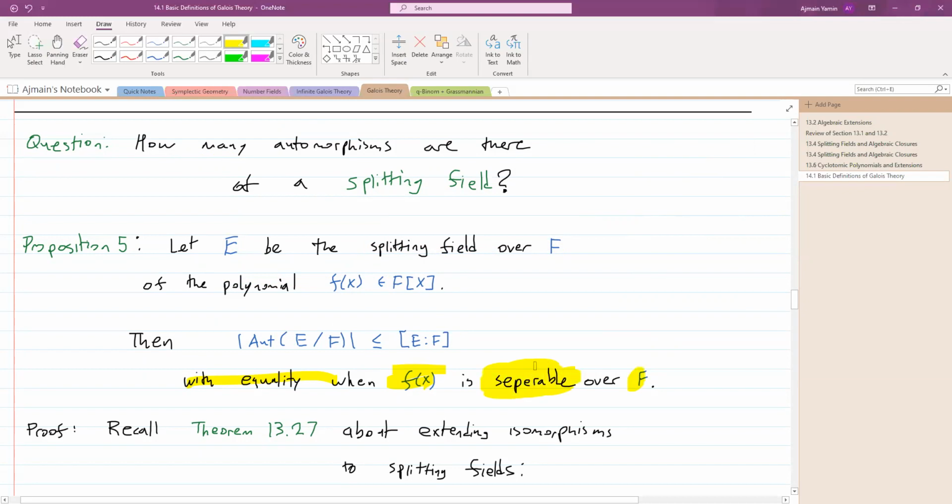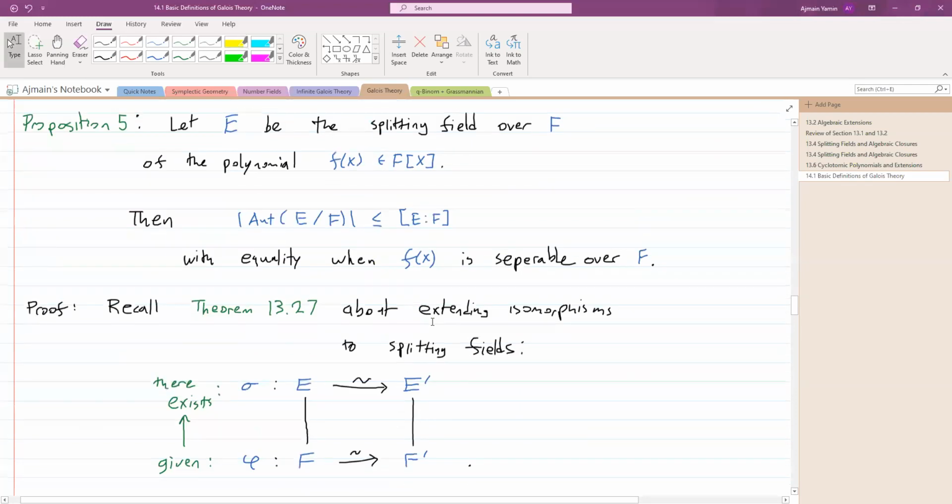Separable is a condition where, if you're not separable, then you're in a bad situation. But most of the time, any irreducible polynomial over Q is separable. So that covers most of the polynomials we know, right? In the general case, the automorphism group of a splitting field will equal the degree of the extension.